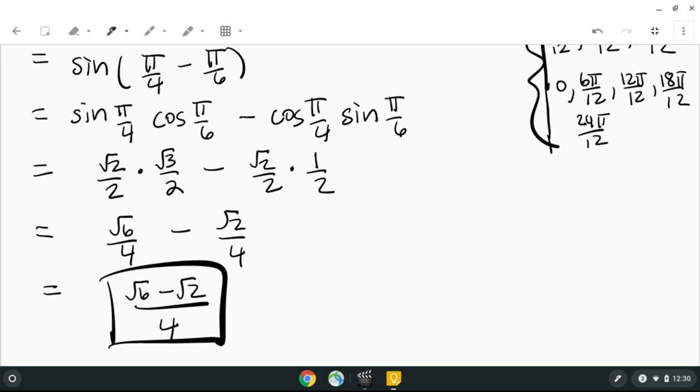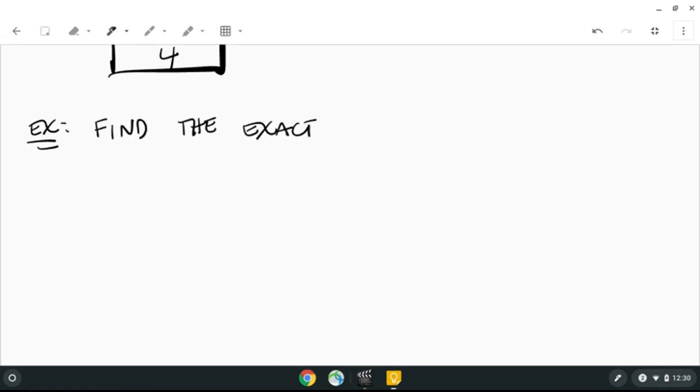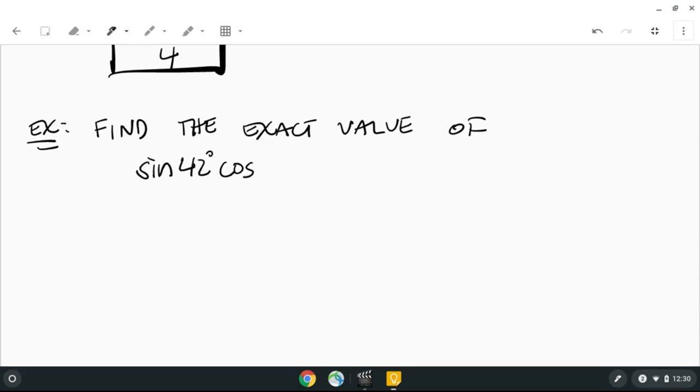Okay, and be able to go backwards as well. Okay, so suppose that you have something like this. Find the exact value of, and you'll recognize the structure of this. So as soon as you see something written out like this, you should be thinking sum and difference formula. Sine of 42 degrees, cosine 12 degrees, minus cosine 42 degrees, sine 12 degrees.